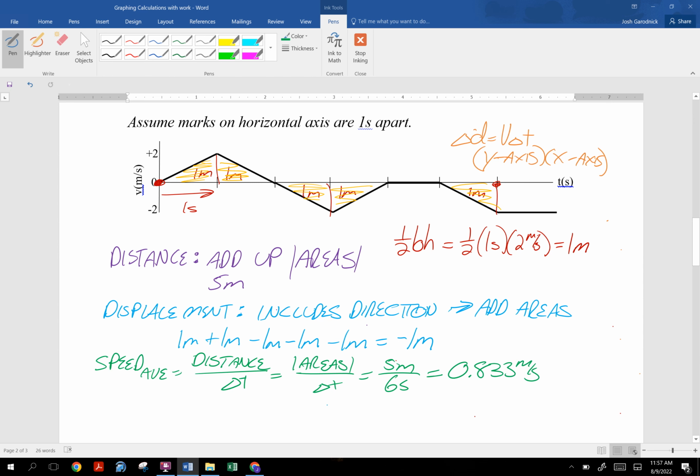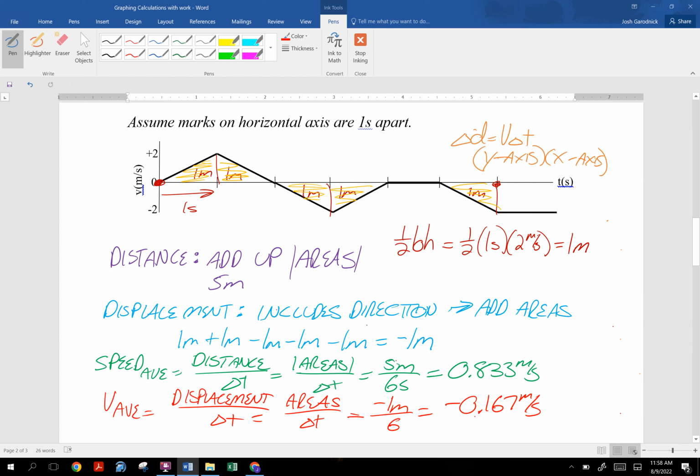And then your average velocity is displacement over time, because velocity includes direction. So this is just the area over the time, or areas depending. And in this case, negative 1 meter was our total over 6 seconds, or negative 0.167 meters per second.